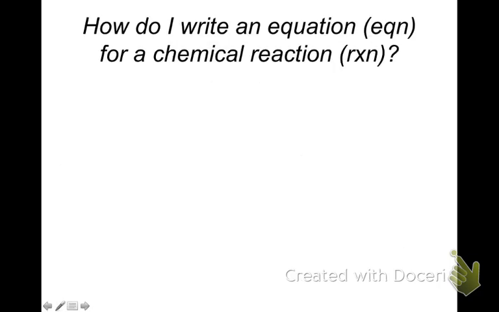How do I write an equation, which from now on we are going to abbreviate EQN, for a chemical reaction, which from now on we're going to abbreviate Rxn. So an equation for a chemical reaction. Now, you might be like, what's the difference? Well, a chemical reaction is what actually happens. An equation is the story to describe it. So think of the reaction as the game between Western and Lumen, the baseball game between Western and Lumen. The equation would be the story that goes in the paper afterwards to describe it.